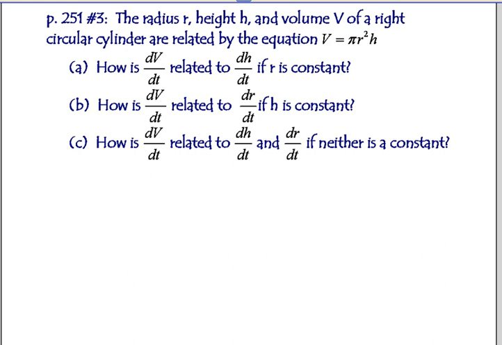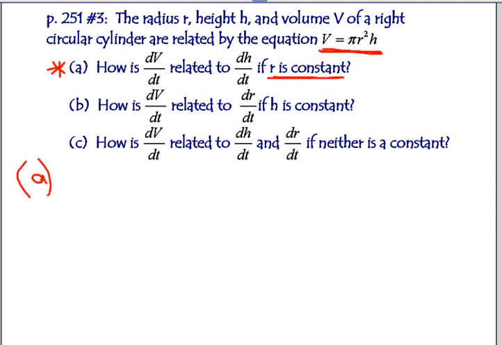All right, this is problem number 3, and problem number 3 has 3 different parts. The radius r, height h, and volume v of a right circular cylinder are related by the equation v equals pi r squared h. You kind of knew that already, I hope. So volume of the cylinder is pi r squared h. First part, how is dv dt related to dh dt? And notice in part A, they're going to hold r constant. All right, so let's begin with part A.